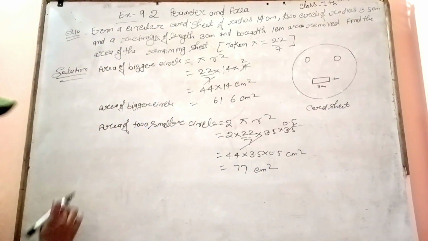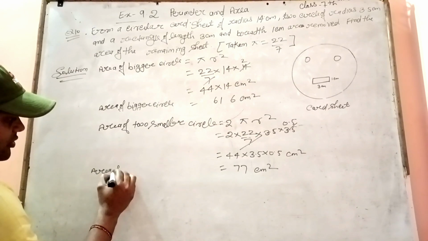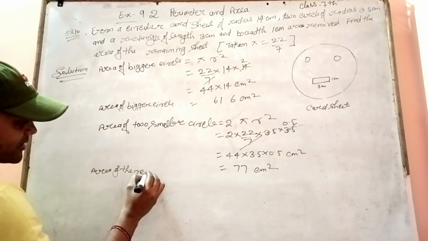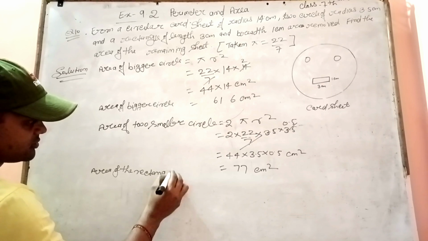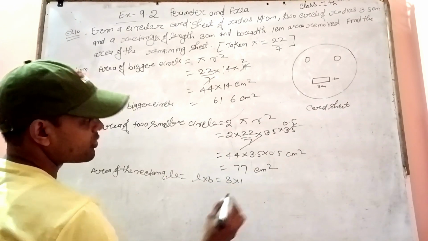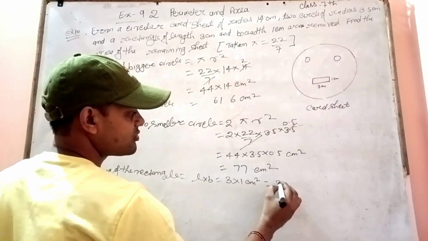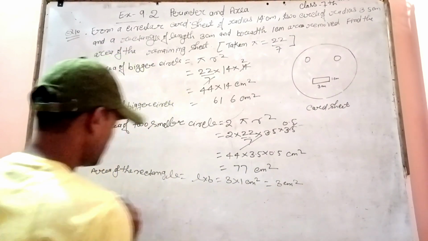And area of the rectangle is equal to length into breadth, equal to 3 into 1. Length is 3 and breadth is 1, so it is 3 centimeter square.